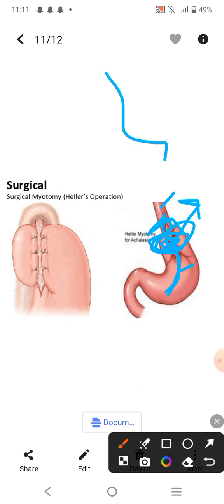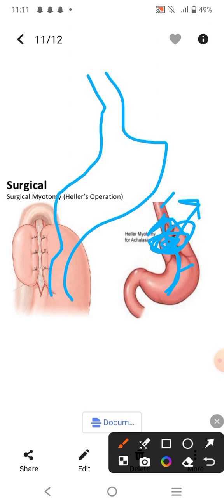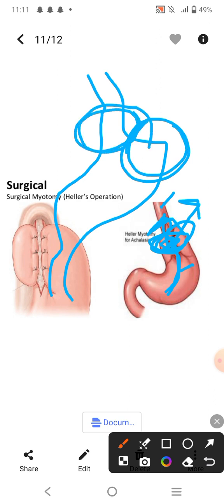In fundoplication, what do you do? I have also explained it in the previous video of gut, but I am explaining it again: you just lift the portion of the fundus of the stomach up, and you wrap it around the lower esophageal sphincter.